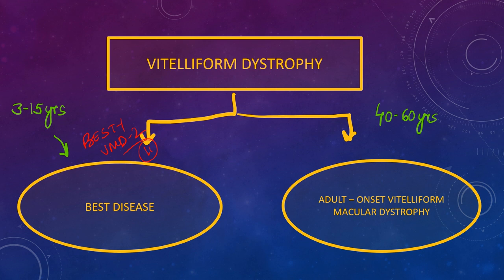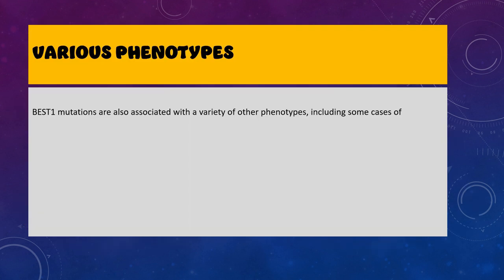Whereas the adult onset vitelliform macular dystrophy is occurring because of problems in the RDS gene, or the PRPH2 gene, which is responsible for the protein peripherin. Right now, of course, we are not going to discuss all the phenotypes in detail. However, there is the adult onset foveal macular dystrophy, which is nothing but the adult onset vitelliform macular dystrophy.